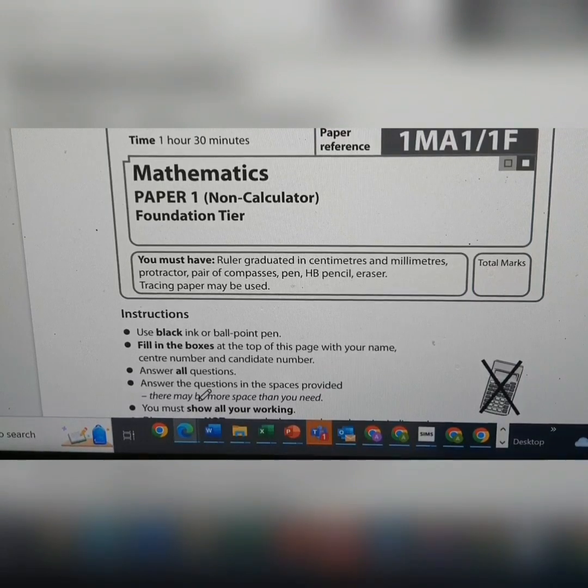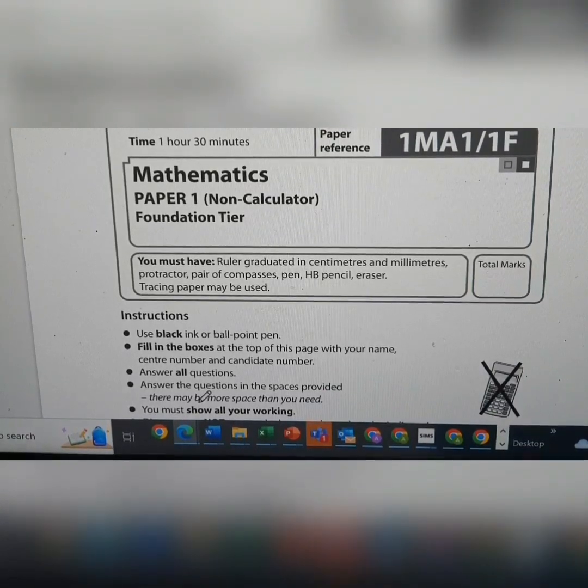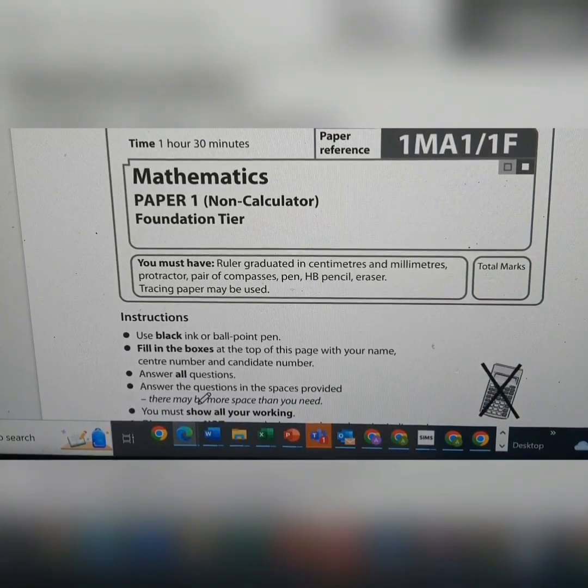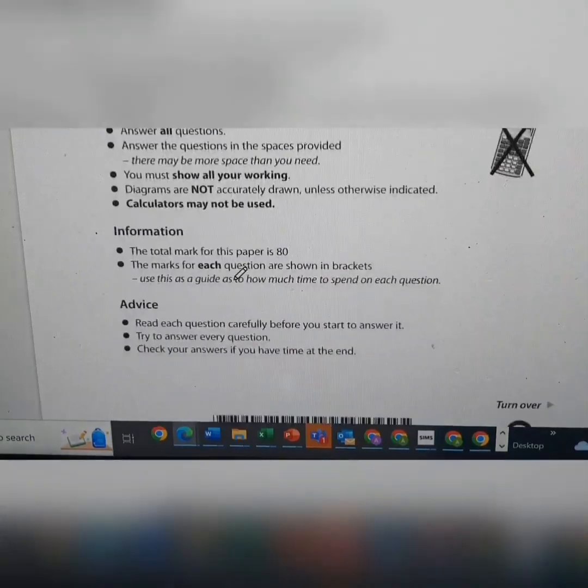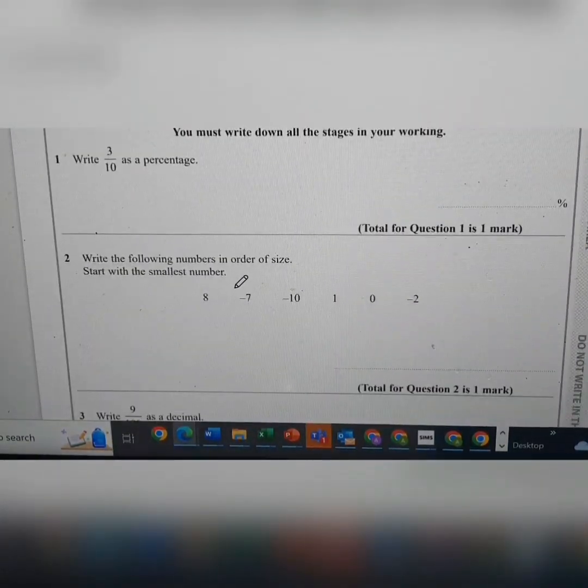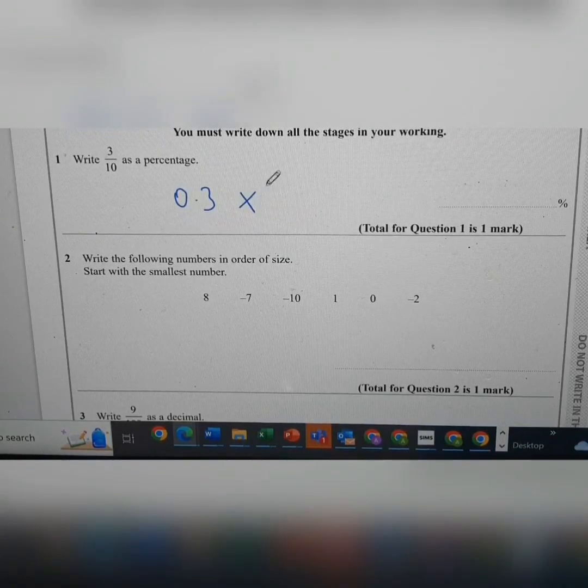So we're going to be looking at paper 1 foundation November 2021, and this is the first question. 3/10 as a percentage. Change 3/10 to a decimal first of all. 0.3, then multiply that by 100, which is 30%.